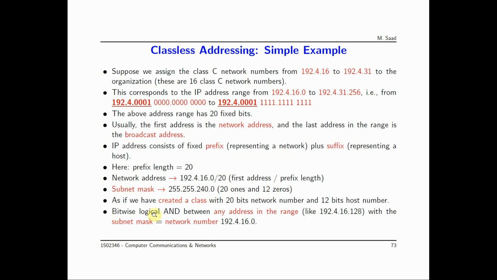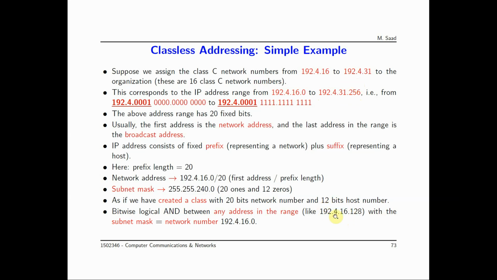The bitwise logical AND between an IP address and the subnet mask still has the same idea. So if I imagine this is my IP address range, if I take any address in the range between 192.4.16.0 and 192.4.31.255, let's take any address in the middle. Let's imagine it is, as an example, 192.4.16.128. It's an arbitrary address in my range. I can use any other one in my range, including the first and the last one, right?